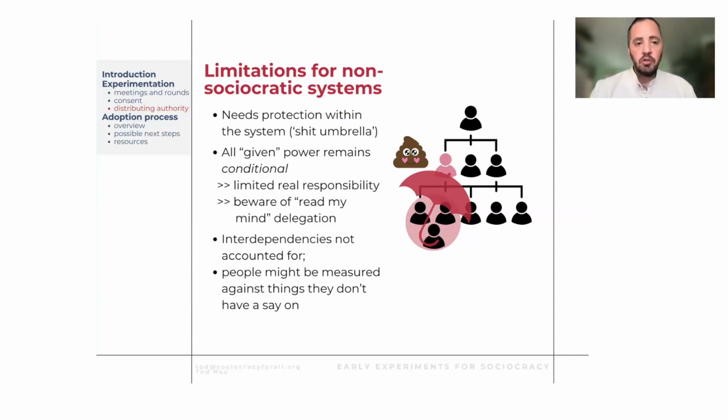Now, limitations, I've already alluded to them. What we need in order to let this team decide things on their own is this umbrella, which I've heard talked about as a shit umbrella. So basically, in order to protect this team, the person above needs to be on board to protect that team, even if things get a little rough. Otherwise, if this boss just pulls the plug on this project whenever they feel like it, they are not really empowered to make decisions. So one can parcel out authority in a non-Sociocratic system, but then all the stars have to align, basically. So all that power we've given them remains conditional. You know, you can decide by yourself if you're reading my mind.